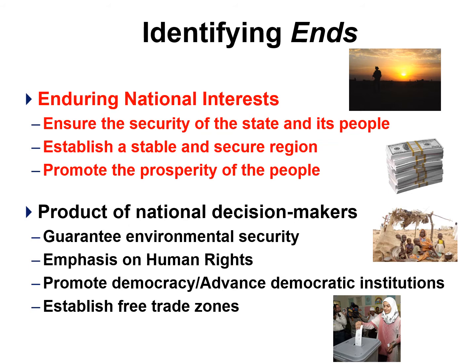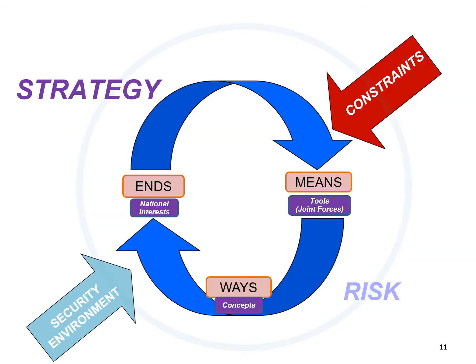So what we're trying to do with the national security strategy is to make sure that we have a stable and secure environment in which to live, and that we are promoting the prosperity of people who live within our nation state. Other things that national decision makers can decide are important are listed here, and all of these are important and interesting, and many of them will in fact directly affect whether or not we can ensure the security of our state, but none of them are a direct link to enduring national interests.